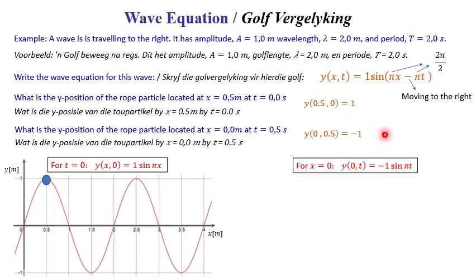Let's dig a little deeper. So if x is equal to 0, if we substitute x equal to 0 here, we get this equation out, right? Can you guys draw the graph, please, of y against t?